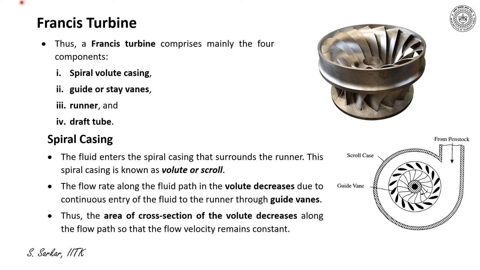Thus, a Francis turbine comprises mainly of four components. One, the spiral volute casing. The second, guide vanes. Third, the runner or the impeller. And the fourth is the draft tube. Let me discuss the spiral casing.